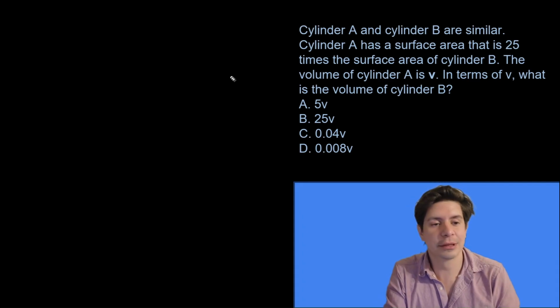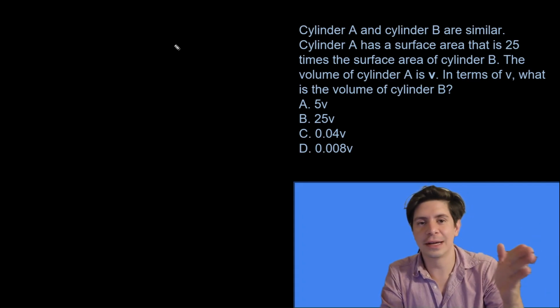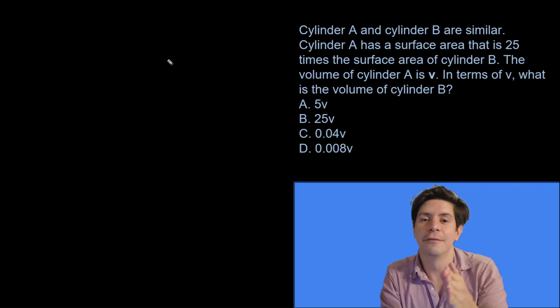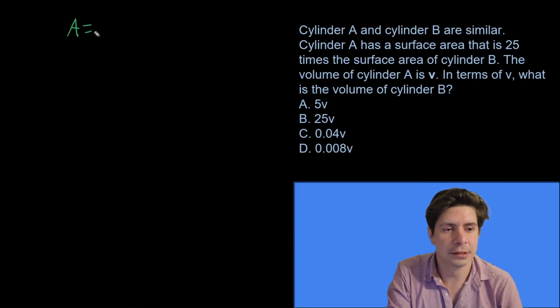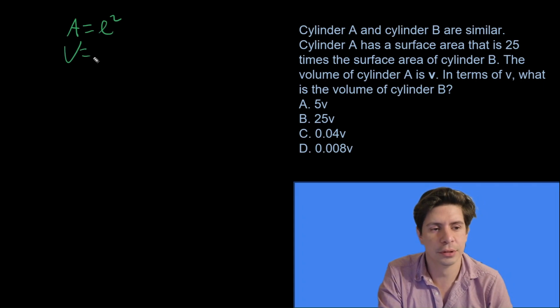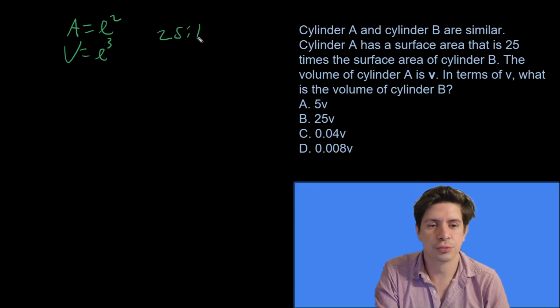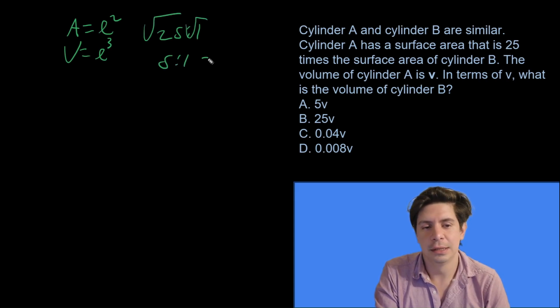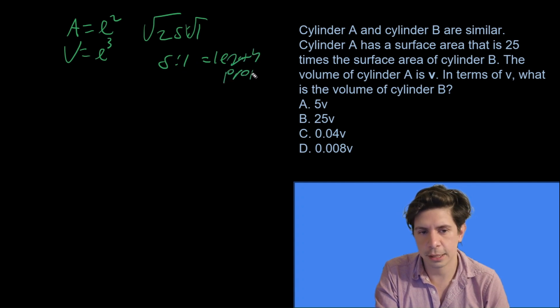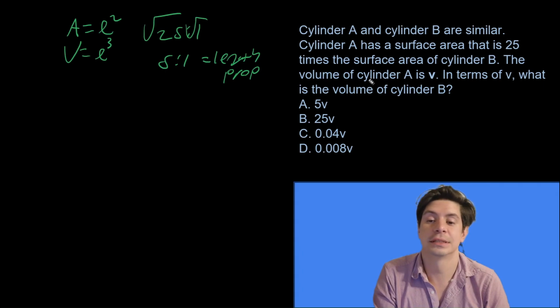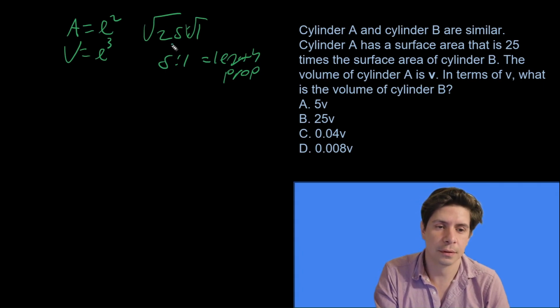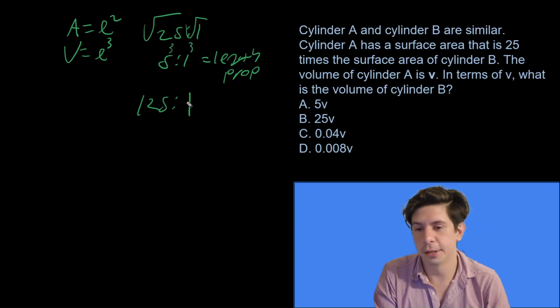Okay, so you have to think about the proportions between surface area and length, and then length to volume. So area equals length squared, volume equals the length cubed. So the ratio here is 25 to 1. For length, we're going to square root them both and get 5 to 1, the length proportions. Then volume would be cubed, and we'll get 125 to 1.